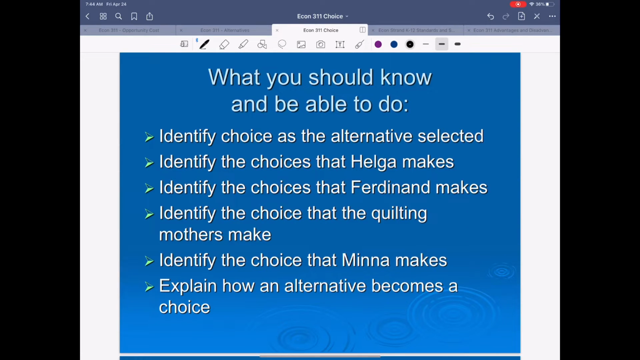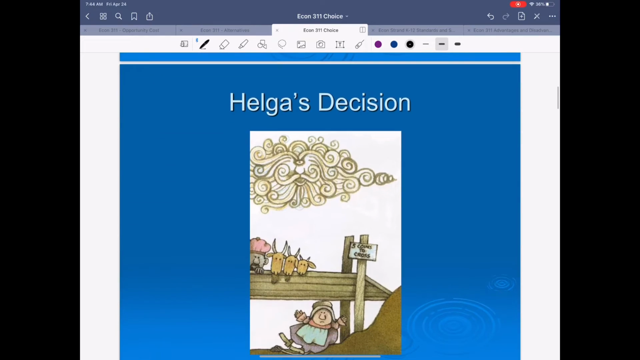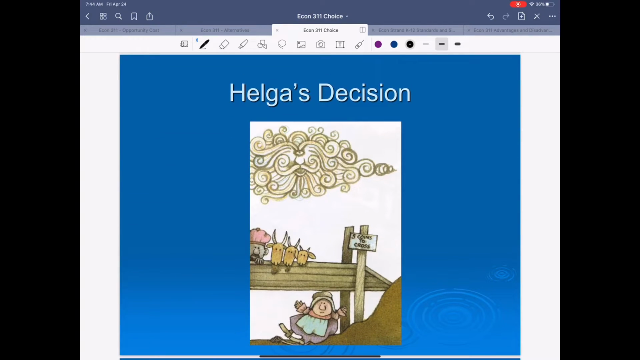These are our objectives for our lesson on this. And we're going to really focus on Helga's decision. A great illustration. This story, by the way, is appropriate for many ages. It's a wonderful story. I hope you enjoy listening to it. And Helga is quite an interesting troll.